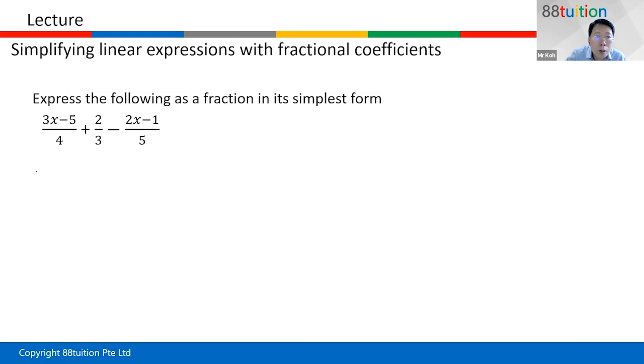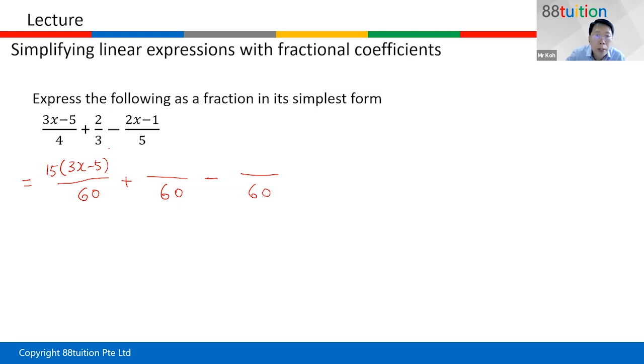What is the lowest common denominator? 60. That's right. Okay, so I'm going to put 60 below. So the first, 60 divided by 4, you actually get 15. So I'm going to put a 15 on top and then bracket 3x minus 5.